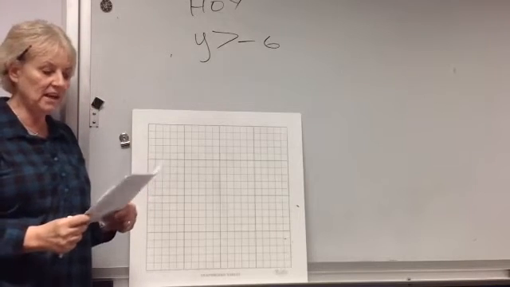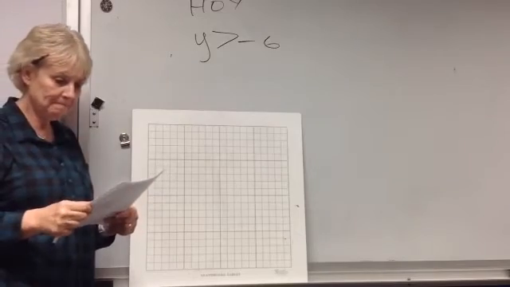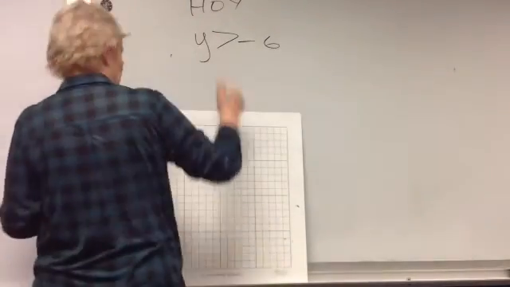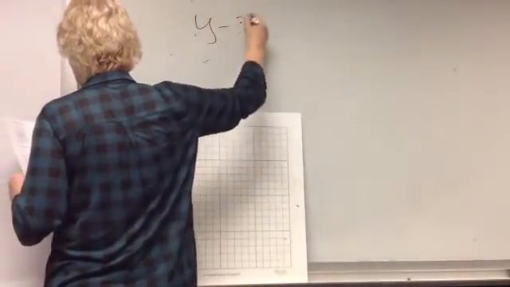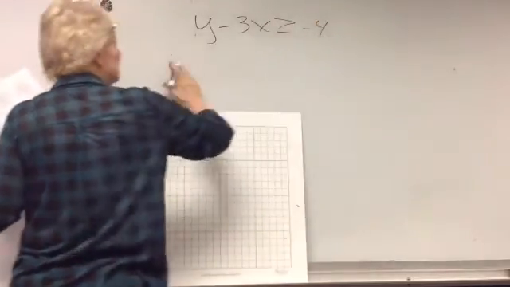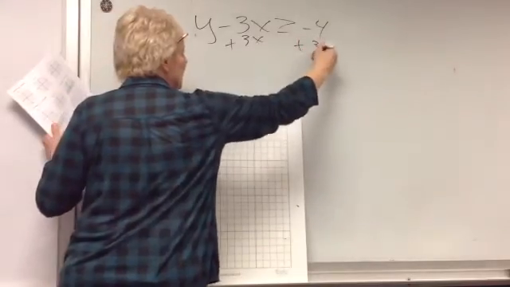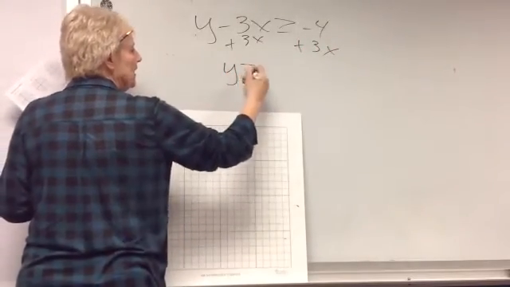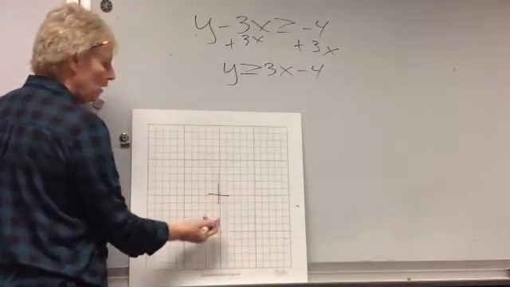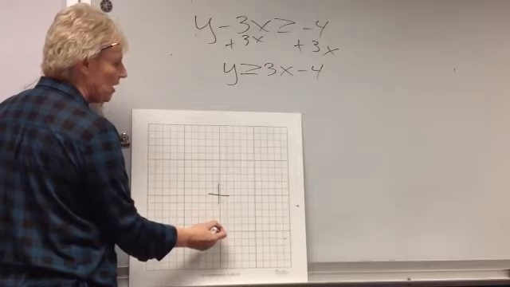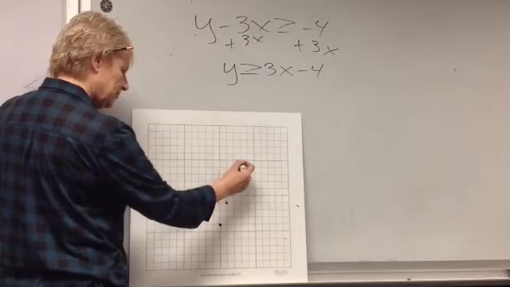Okay, another one on the back page. Bree? 21. Okay, number 21, and then we'll go to the front. 21 is y minus 3x is greater than or equal to. Unless you want to do a t-chart, you need to solve for y. Plus 3x, plus 3x. So y is greater than or equal to 3x minus 4. Okay? Go down 4: 1, 2, 3, 4, and then go up and right, up and right, up and right.